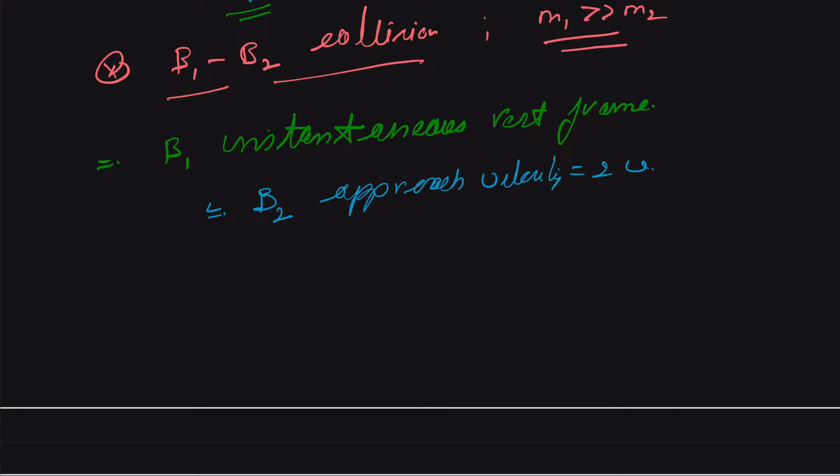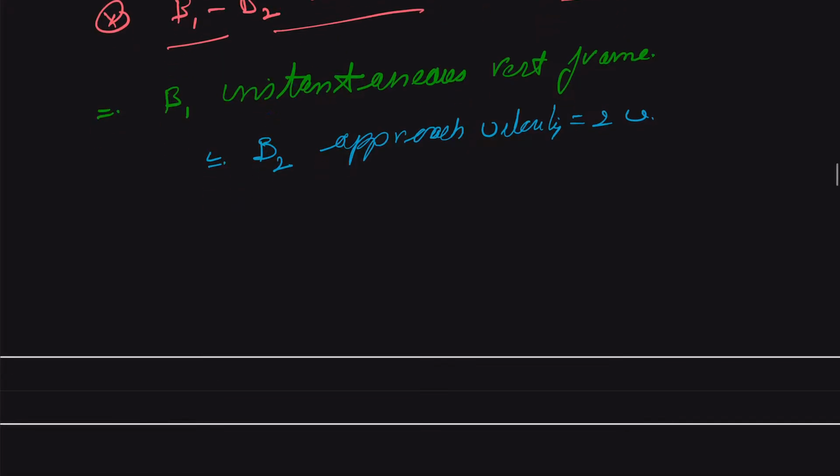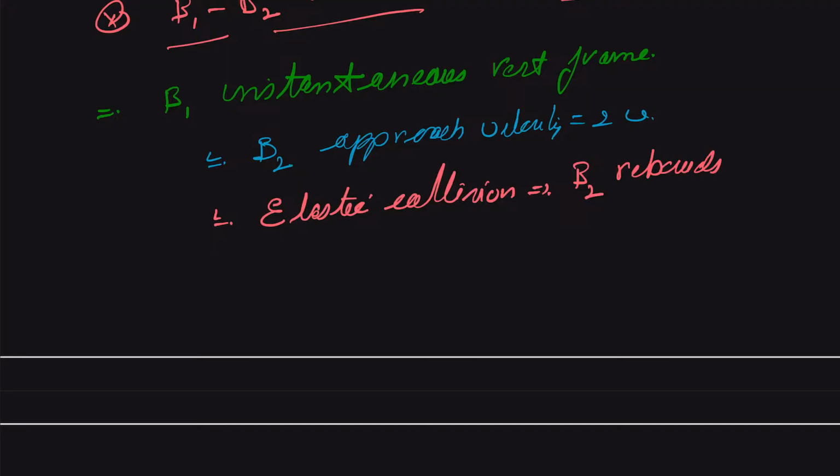Okay. And the collision is purely elastic, so it means the tennis ball is going to rebound with the same speed, that is 2v. We are having the elastic collision, therefore we can say that B2 rebounds with speed, and that speed will also be 2 times v.